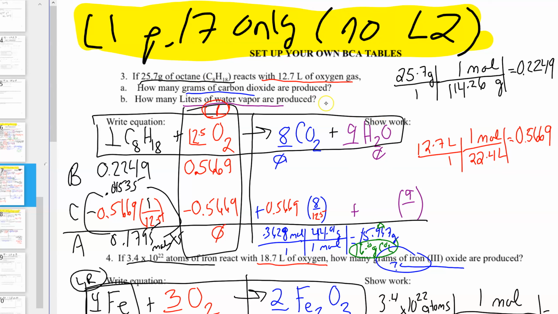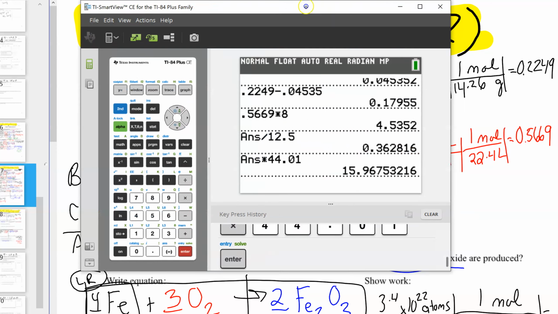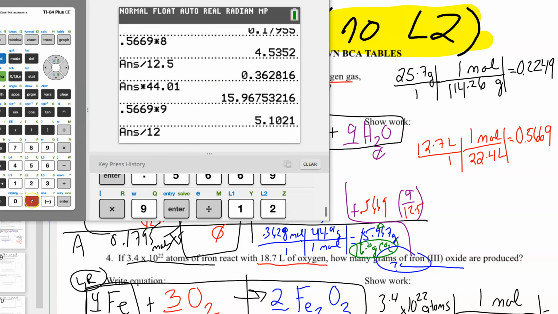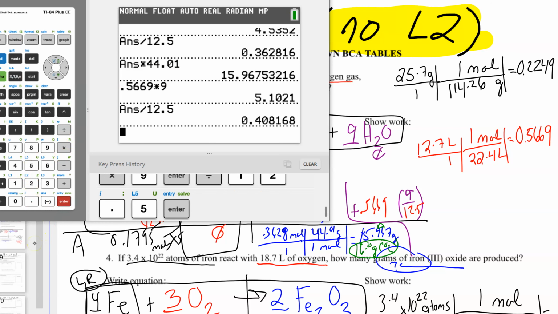This time they want to know liters of water vapor. Remember, this is going to be really hot. We should have a delta over the triangle. It's a combustion reaction. It's going to be carbon dioxide gas plus water vapor as a gas because it's so hot. So how much water vapor am I making? I'm making up that coefficient from the limiting reactant, so 0.5669, times the ratio of the unknown water vapor, which is 9 over 12.5. Okay, I'm going to try and kind of block this out over here. So on our calculators, we've got 0.5669 times 9, and then divide that by 12.5. 0.4081.